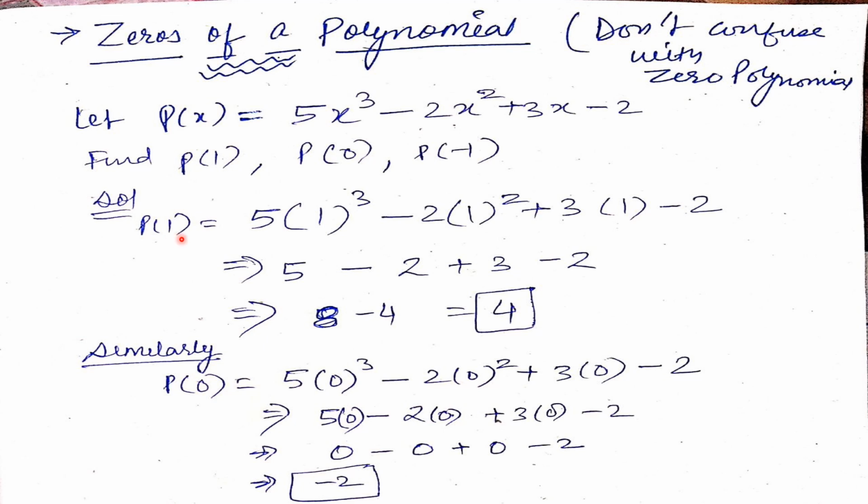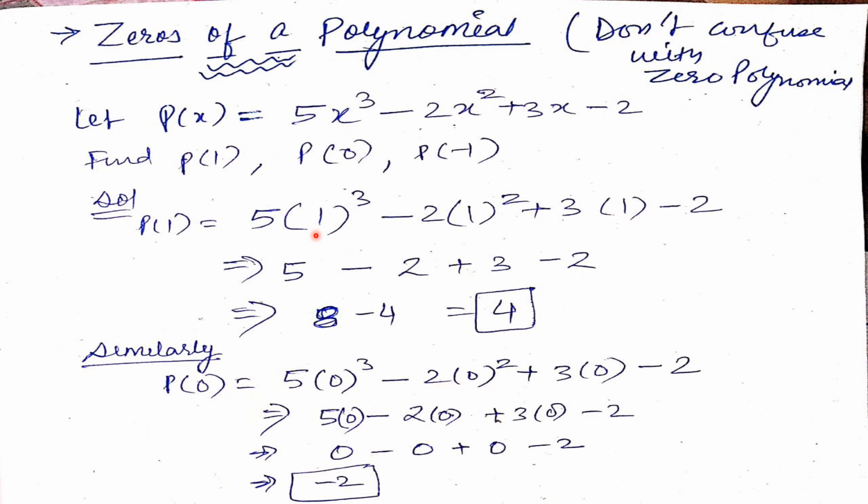So let's see. It was 5x cube minus 2x square plus 3x minus 2. So I write 5(1) cube minus 2(1) square plus 3(1) minus 2. So you can see wherever we had x in the equation, I wrote 1 in the place of it. So it became 1 cube, 1 square and 1. Simple.